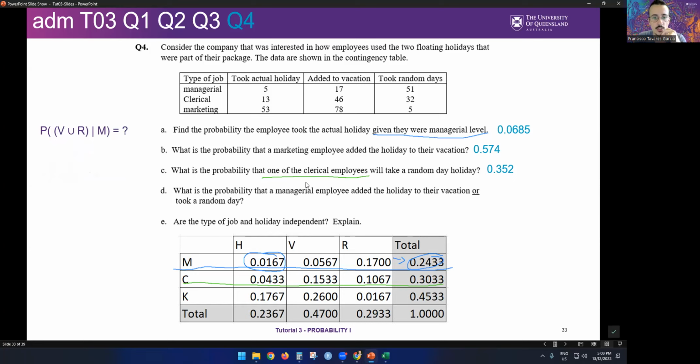So we're only talking about managerial employees, right? So we have the M. Let's draw a little bit here. M, because we're talking about managerial employee. So only this line in here. Then we want to know when they took, let me put another color, either vacation or a random day. Vacation or a random day.